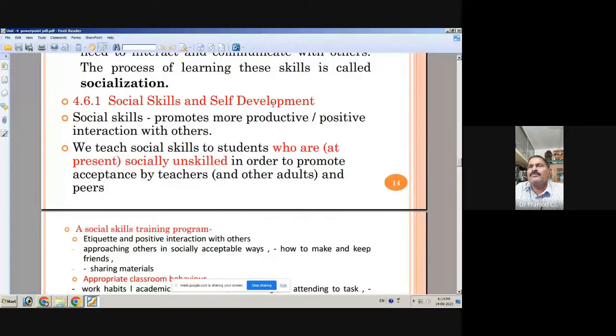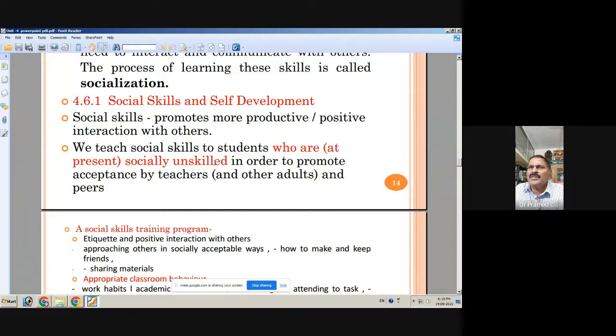So let us come to discuss the social skills. Social skills promote more productive and positive interaction with others, because we are living in a society, and we have different types of members in the society, and if there is proper interaction, then automatically you will have the skills. Somebody in the society becomes a leader because he has some social qualities: love, affection, sympathy, fellow feeling, sharing, caring. All are the social skills that we have.